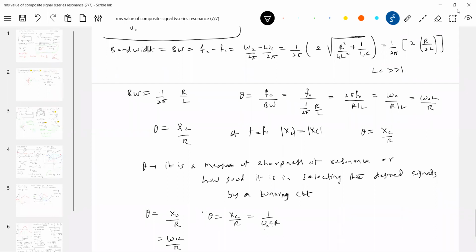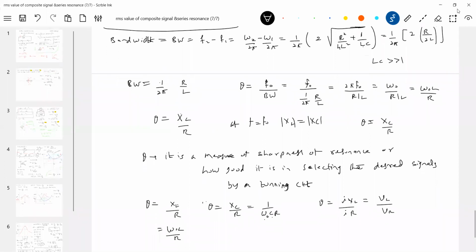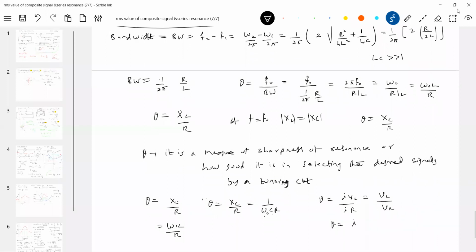So can we write in another form also? I'll adjust IRMS, I into XL, I into R. What is I into XL? VL, and this is VR. Or we can also write it in another way. Q is equal to XC by R.